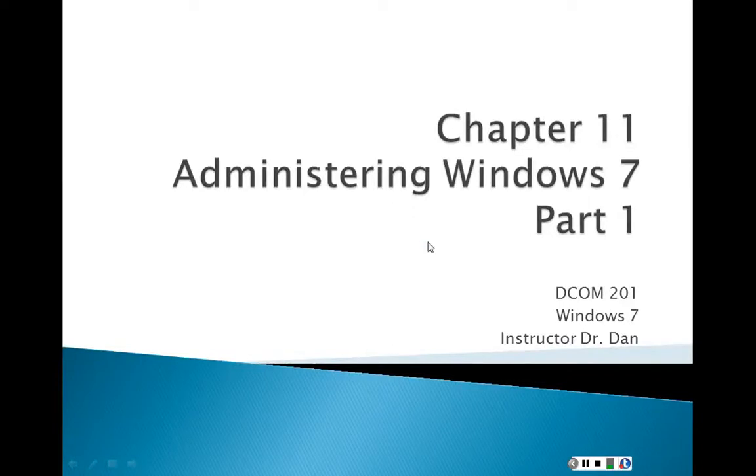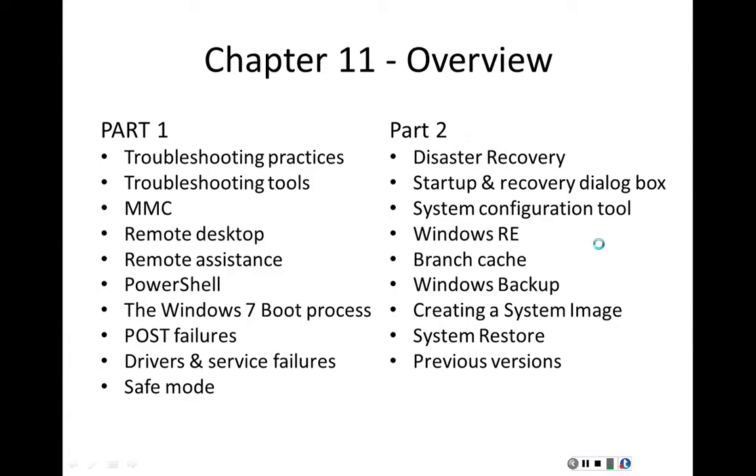Let's get started on Chapter 11, Administering Windows 7, and this is Part 1. In this chapter, in Part 1, we will look at troubleshooting practices, troubleshooting tools, the Microsoft Management Console, remote desktop, remote assistance, PowerShell, the Windows 7 boot process, post power on self-test, failures, drivers and service failures, and safe mode.